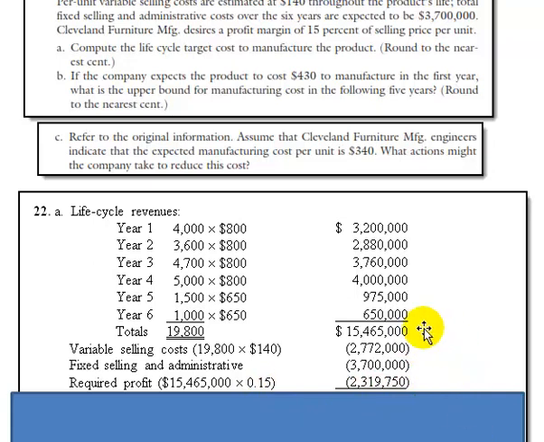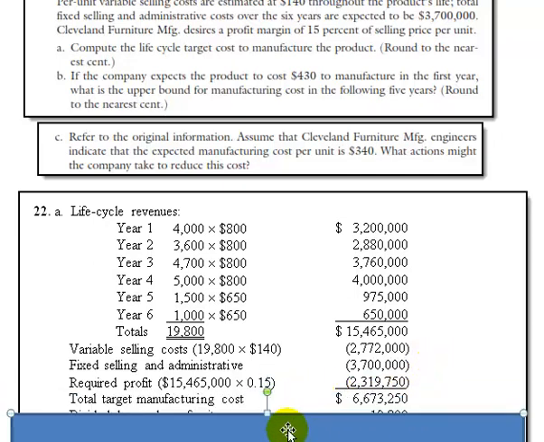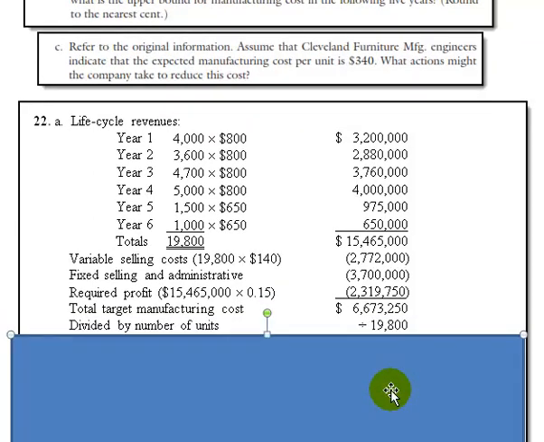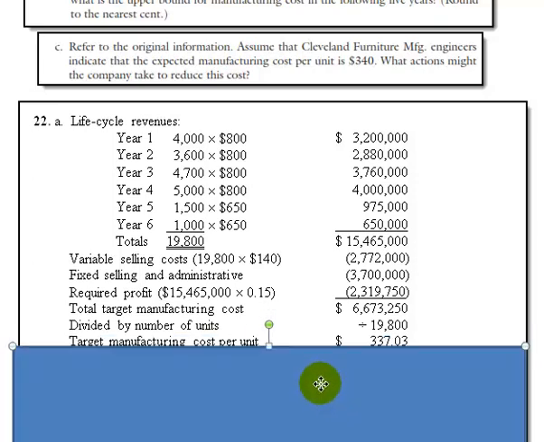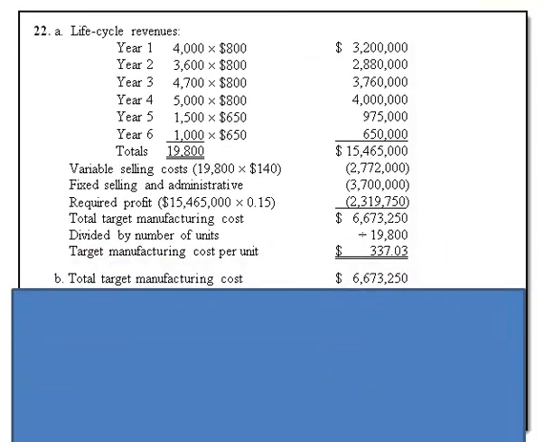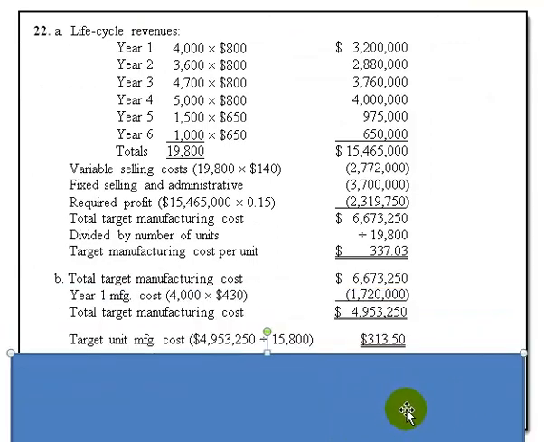All right. So if we have sales less variable selling costs less the fixed selling and administrative cost and the required profit, then all we have left is the manufacturing cost. And that tells us what the target manufacturing cost needs to be over the life of this product. All right, if we divide that by the 19,800 units, we're able to come up with a target manufacturing cost. And that is the average, by the way, an average manufacturing cost, a target cost of $337.03. All right, now let's keep on looking at this a little bit more.